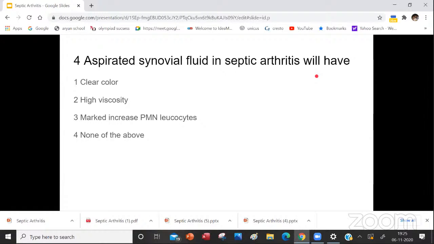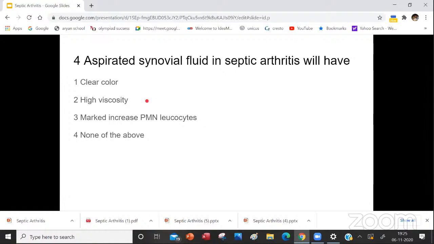Clear color: you see an old age patient, you aspirate the fluid because of the knee pain, and you see it is clear. Normal synovial fluid, non-inflammatory synovial fluid, is clear in color. Inflammatory is straw or yellow color. Yellow color comes more thick, yellow color comes in septic arthritis.